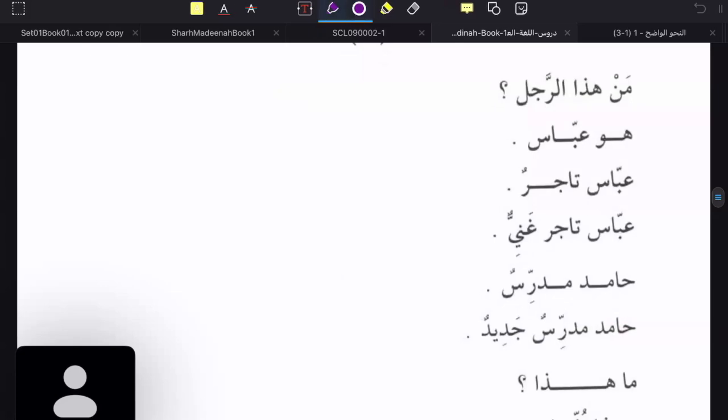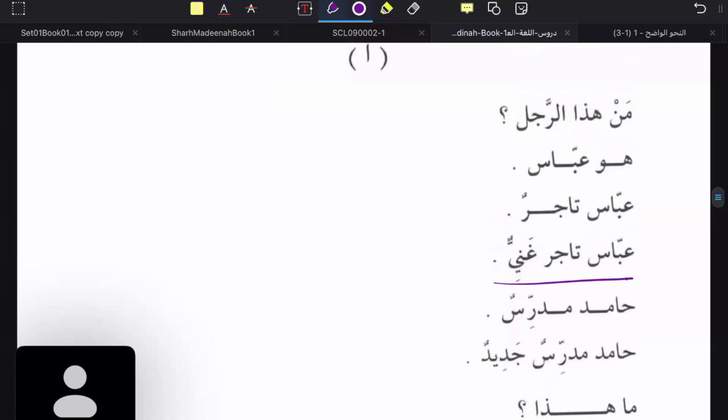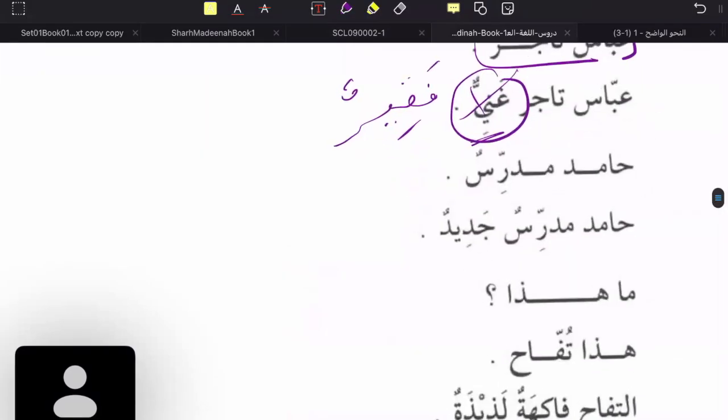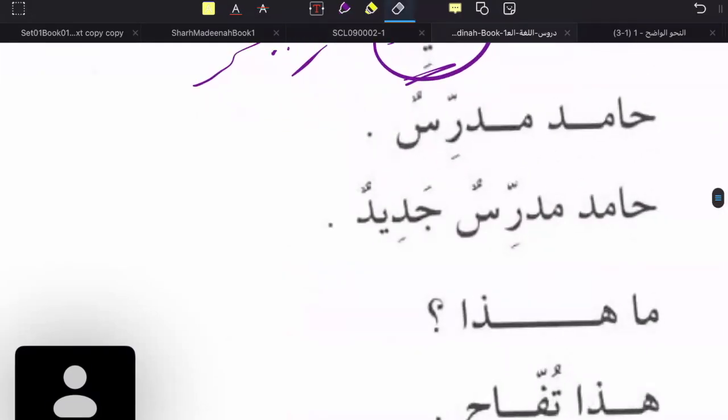For example, this one we already had, Abbasun Tajirun Ghani. Look what he's doing. Huwa Abbas. So first he said Abbasun Tajirun. Okay, Abbas is a merchant. Now he's adding an adjective. What type of merchant? How would you say he is a poor merchant? What would you do? Instead of ghani, you will say faqir. Faqirun. So we have Hamidun, Mudarrisun, Jadidun.